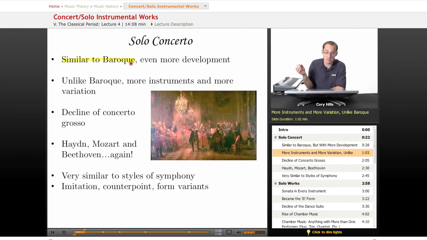In contrast to the Baroque, more instruments were used. We're getting away from just the violin. We're actually getting into piano, different woodwinds. You're going to see even horn concertos, brass. And you're finding that the composers are like, oh, we have players, we can write for these people.